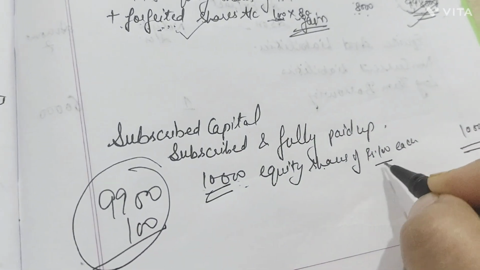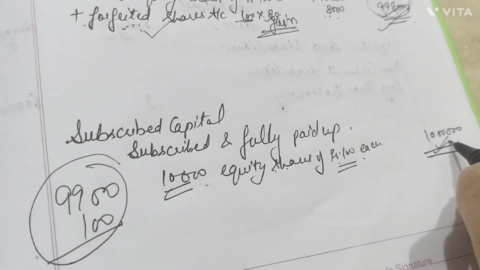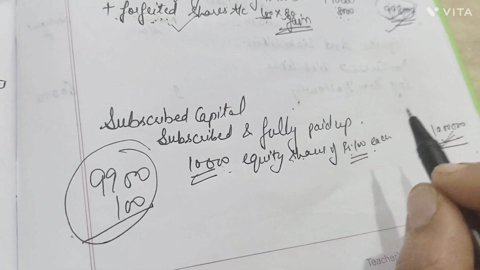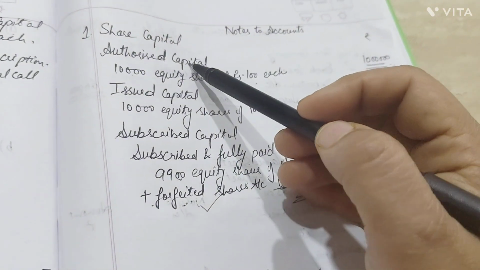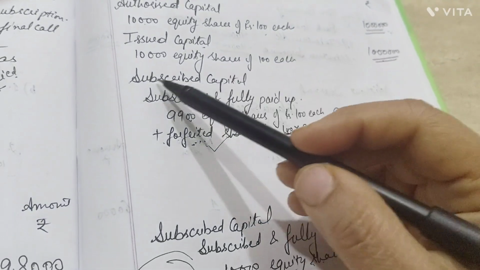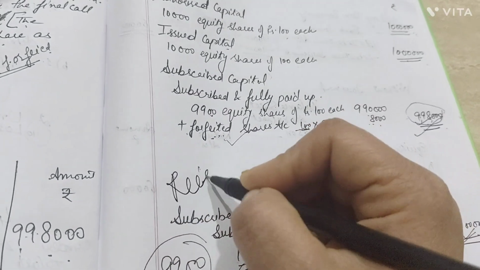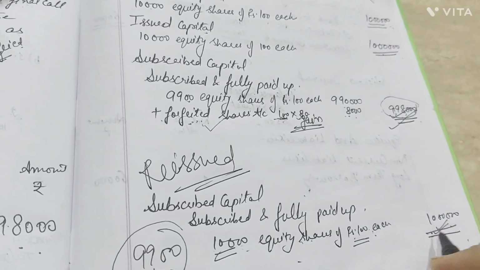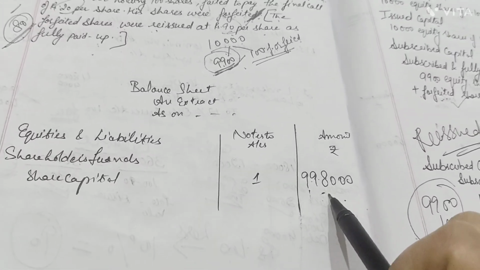Now they were made fully paid up, meaning equity shares of rupees 100 each. So the total sum of money here is rupees 10 lakh for your subscribed capital. If we have to prepare notes to accounts for this second case, the first points, authorized and issued, would remain the same with the amount of rupees 10 lakh. Only subscribed capital would change if the shares were reissued. In that case, the subscribed capital will become 10 lakh, and your balance sheet value here again would be shown as rupees 10 lakh.